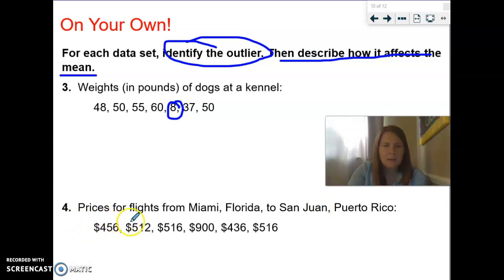But looking at all these numbers, I'm just surveying them. I'm like, okay, we got 400, 500, 500, 900, 400. This 900 seems a lot different than the rest, okay? So that's going to be my outlier.